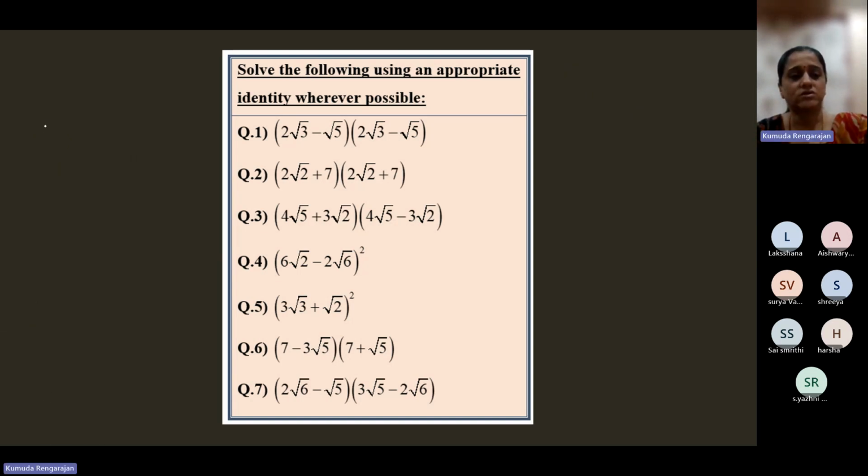Tell me, what is the value of 3 root 3, the whole cubed?